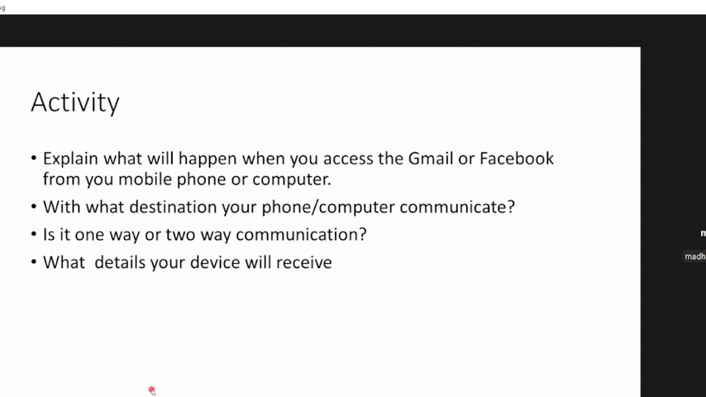So this is the activity that you have to do, right? Explain what will happen when you access Gmail or Facebook from your mobile phone or computer. With what destination do your phone and the computer communicate? Is it one-way or two-way communication? What are the details your device will receive, right?